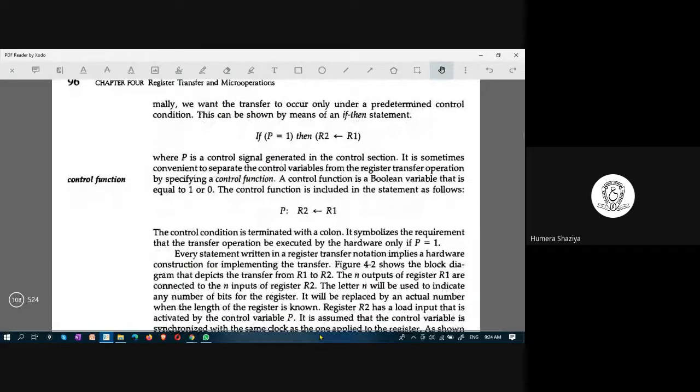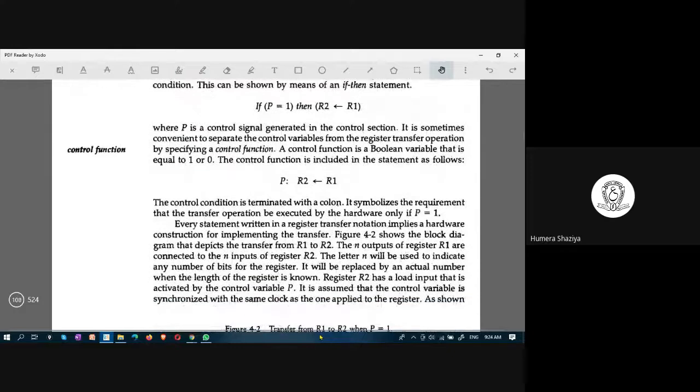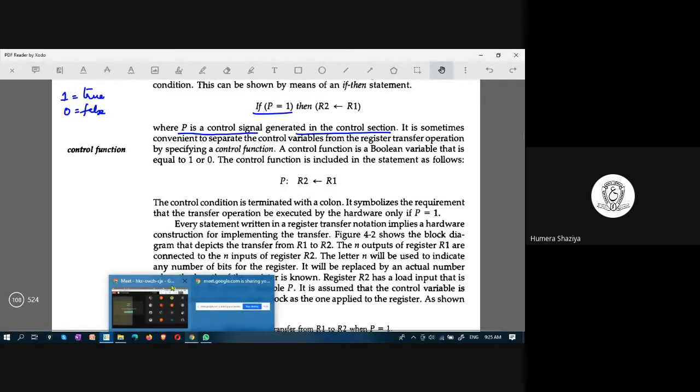Here you need to understand that there is a control unit that directs the transfer, and that statement can be written in this manner. If p equal to 1, what is p? P is a control signal generated in the control section. If it is equal to 1, where 1 means true and 0 means false, it means that the condition holds.